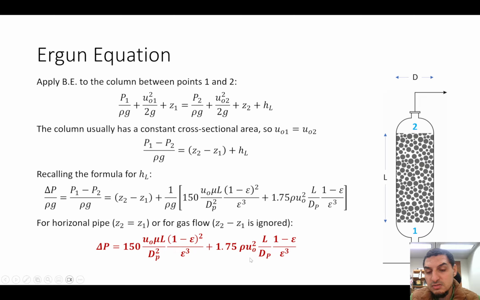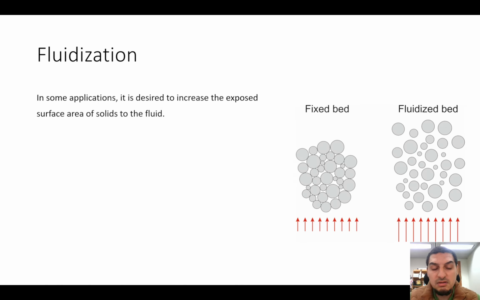The pressure drop is directly proportional to velocity to the power 2, which means that the pressure drop is very sensitive to the velocity. So if we operate the column at a specific velocity and the velocity increases, then this will lead to a big increase in the pressure drop, and this is sometimes an issue when we operate columns.